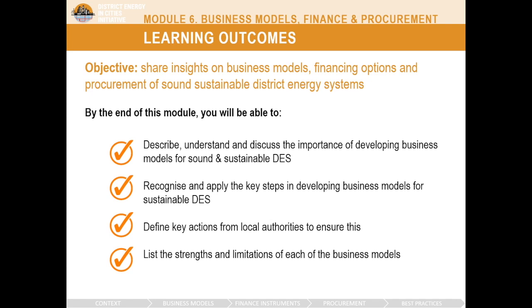Learning outcomes. The main objective of this module is to share insights on business models, financing options, and procurement of sound sustainable district energy systems. By the end of this module, you will be able to describe, understand, and discuss the importance of developing business models for sound and sustainable district energy systems. Recognize and apply the key steps in developing business models for sustainable district energy systems. Define key actions from local authorities to ensure this. List the strengths and limitations of each of the business models.